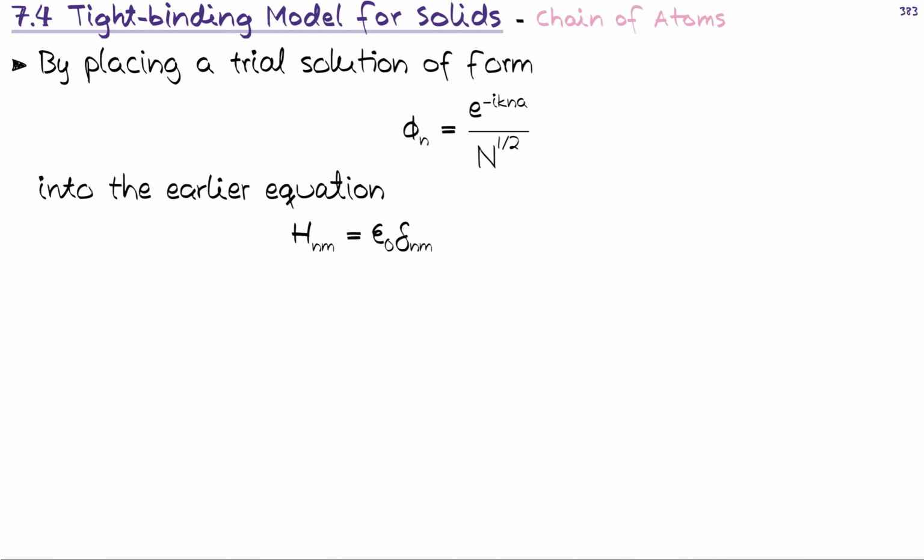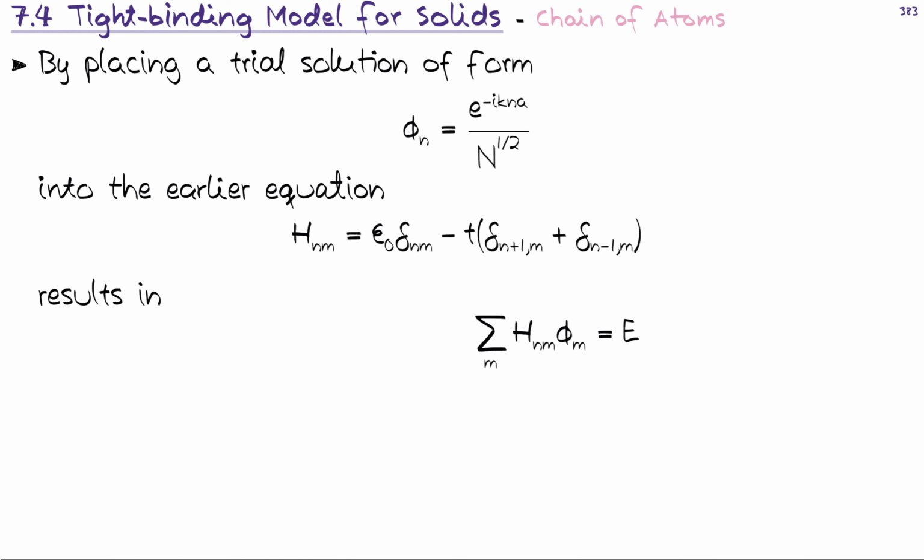So then we have the matrix component of the Hamiltonian equals epsilon naught times the Dirac delta function of nm, minus the hopping term t, multiplying those Dirac delta functions. And we can plug this into our earlier equation. Please remember the Schrödinger equation was being cast into this form. And here we have the Hamiltonian matrix components that look like this. And then we have these different phi m's and phi n's here that we assume are of this form.